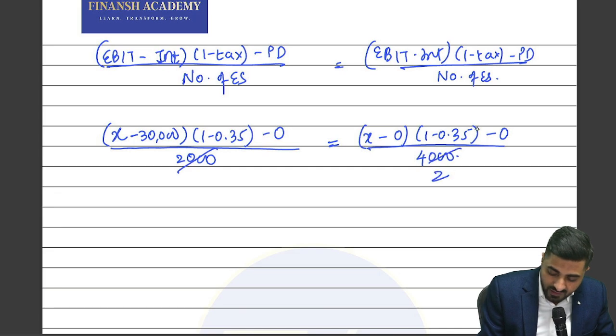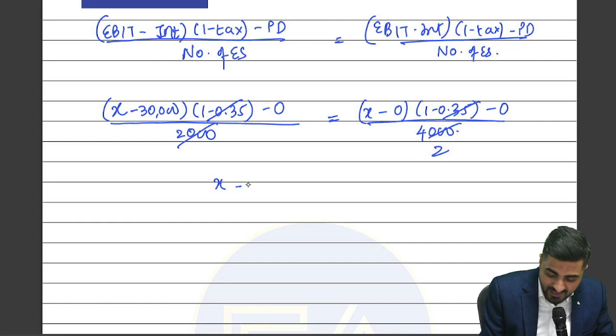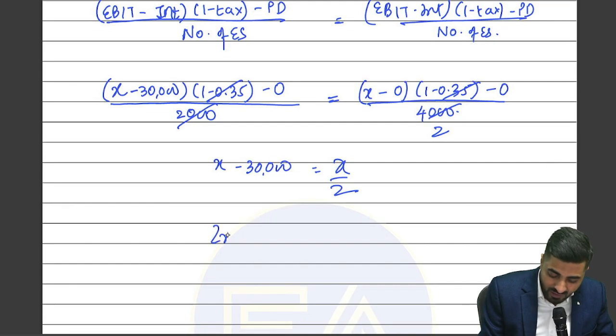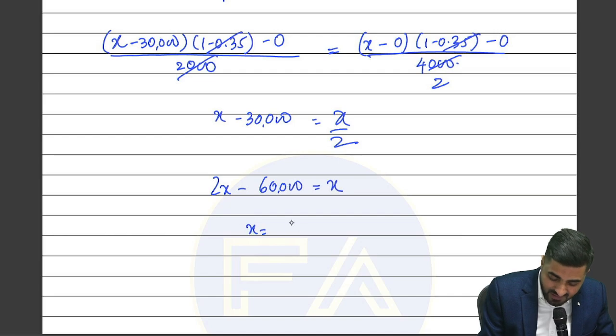If I calculate this, this will now become X minus 30,000 equal to X by 2. What is this going to be, beta? 2X minus 60 is equal to X. So what is this going to be, beta? 60. So what is 60,000?